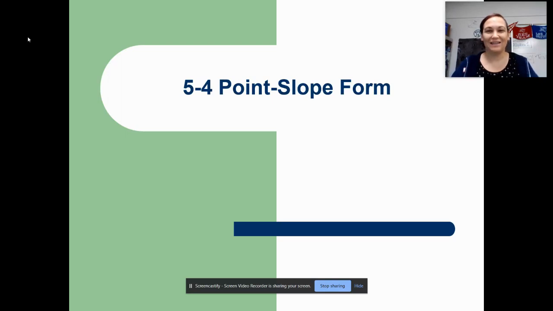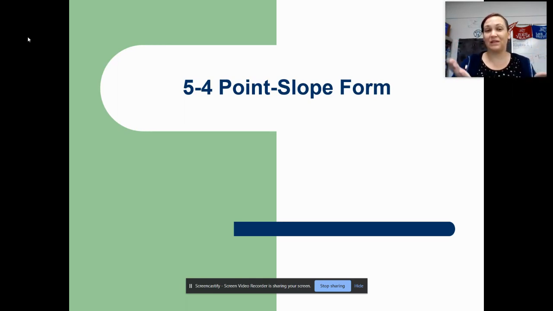Hi guys, we're back to learn more about how to write an equation in point slope form. Point slope form, remember, is one type of linear equation. That means an equation that when you go to graph it, you get a nice straight line. In yesterday's video, we learned about writing point slope form given a point and a slope.